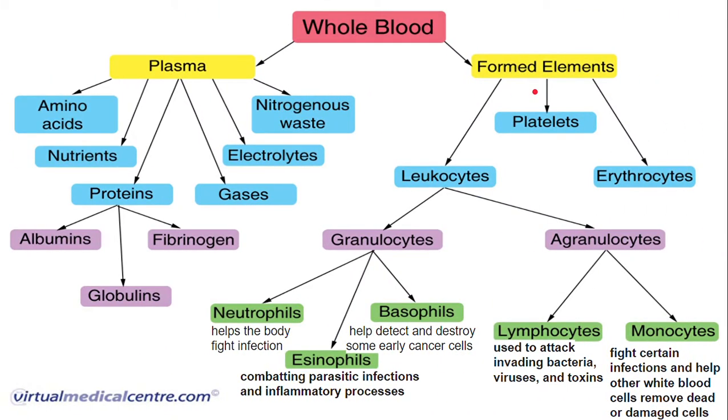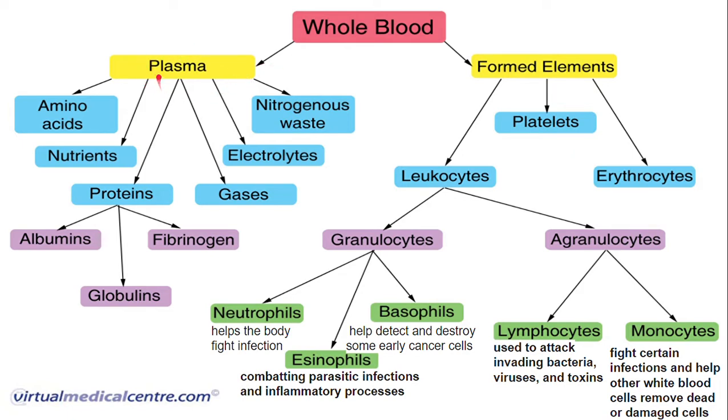Now, your whole blood is divided into two portions, that is plasma and formed elements. The formed elements are suspended in the liquid called plasma. Your plasma is basically made up of water, and it is of a yellow color. So first let's discuss the plasma portion.